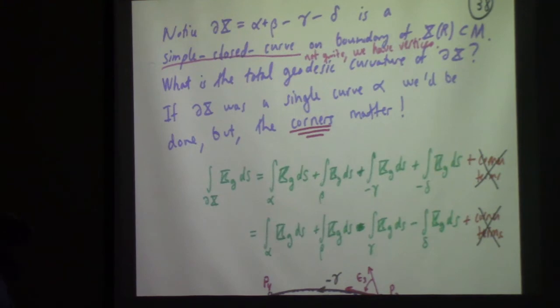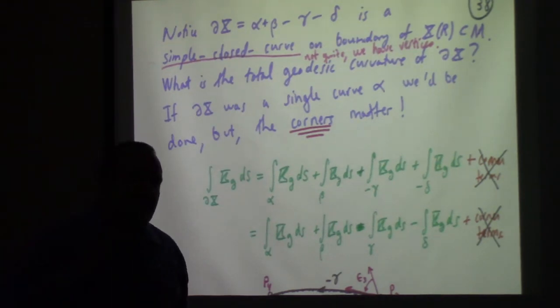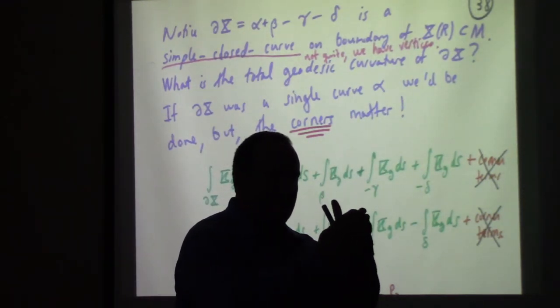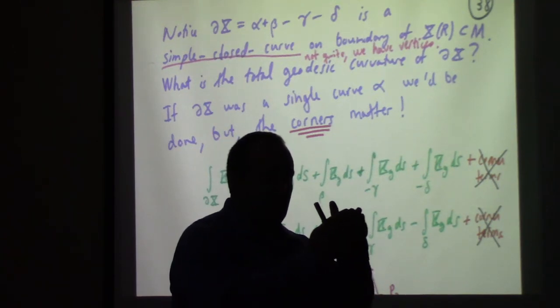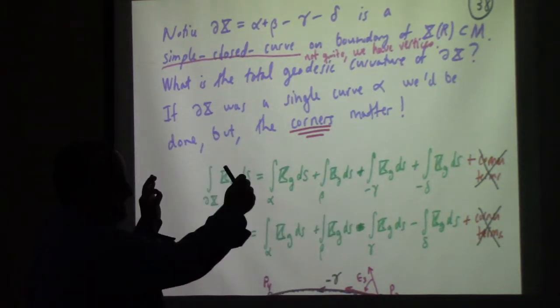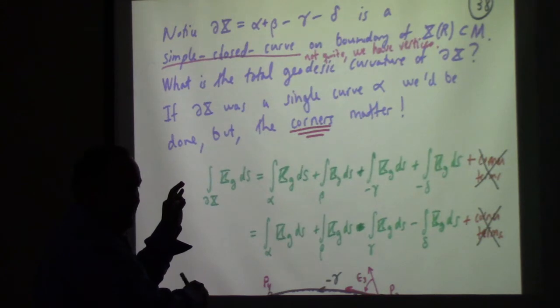All right, so the boundary of x is alpha plus beta minus gamma minus delta, as we said. I say it is a simple closed curve on the boundary of x of r, which is a subset of m. Oh, flag on the play, not quite. We have vertices. I think simple closed curve is true, but the issue is it's not regular. It's not a regular curve because the velocity at the corner points is not defined. Because those are corner points, we can't define the velocity there. We have one line segment, then another curved line segment, another curved line segment, another curved line segment.